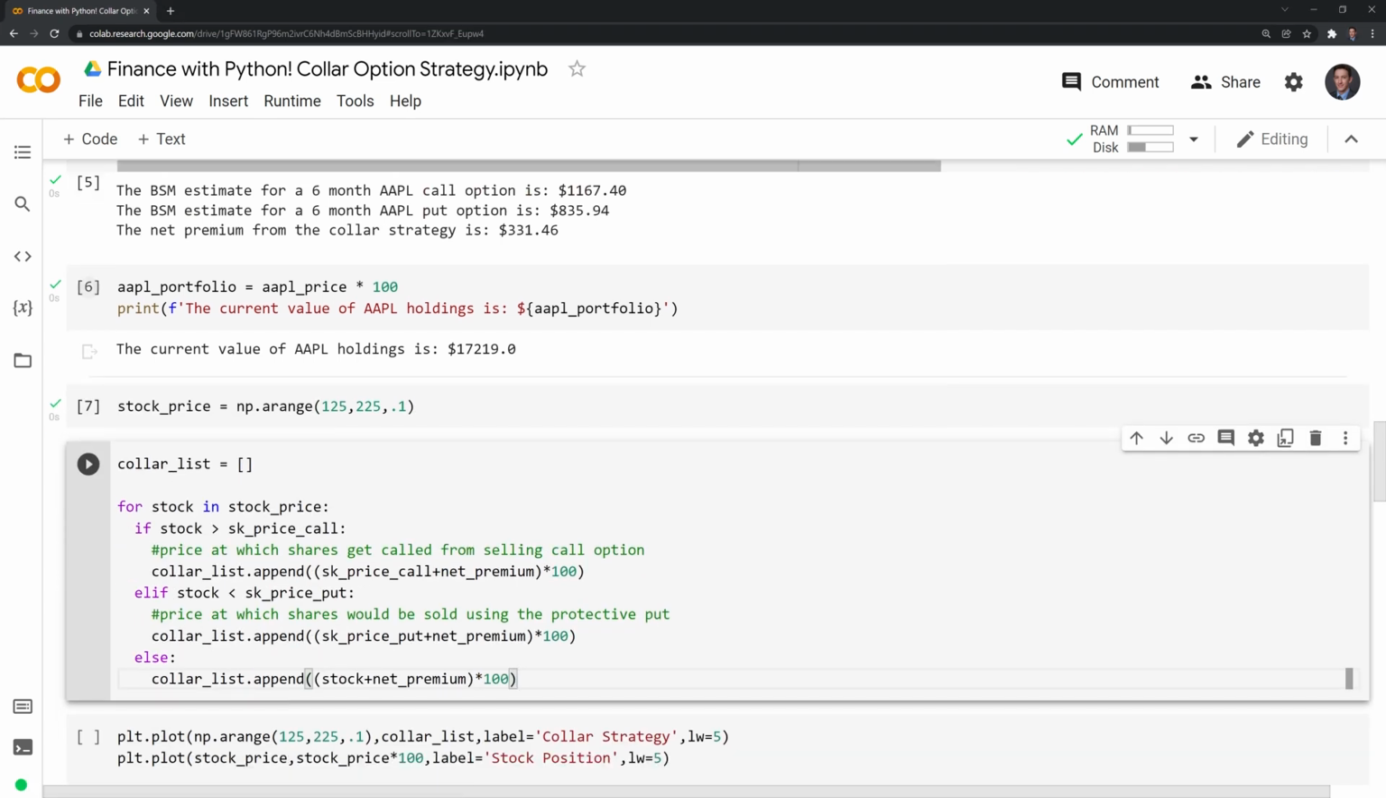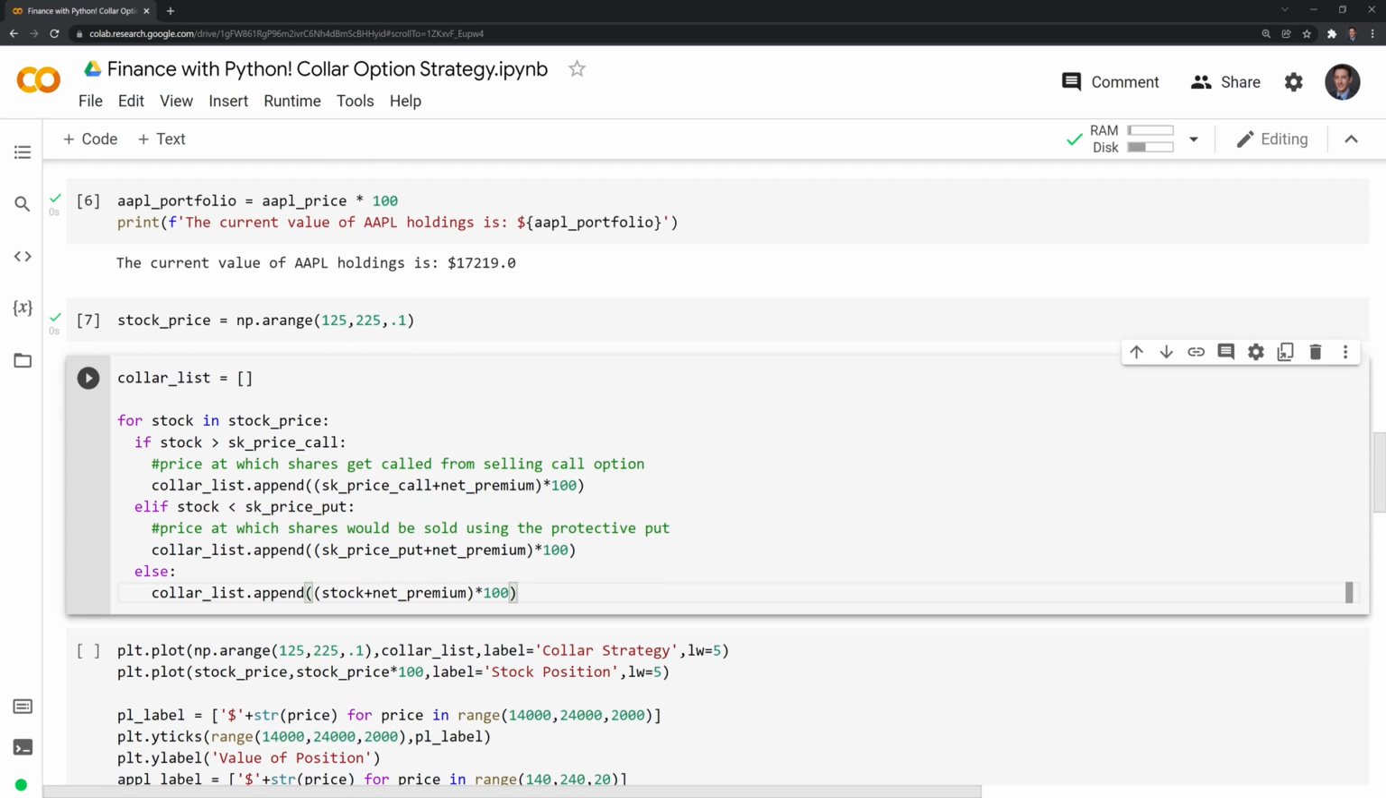Next, we are actually going to run our collar strategy. The way that we do this is with a for loop. What we'll say is if Apple shares, the current stock price is above the strike price, the value of our portfolio is going to be the strike price of the call option plus the net premium multiplied by 100.